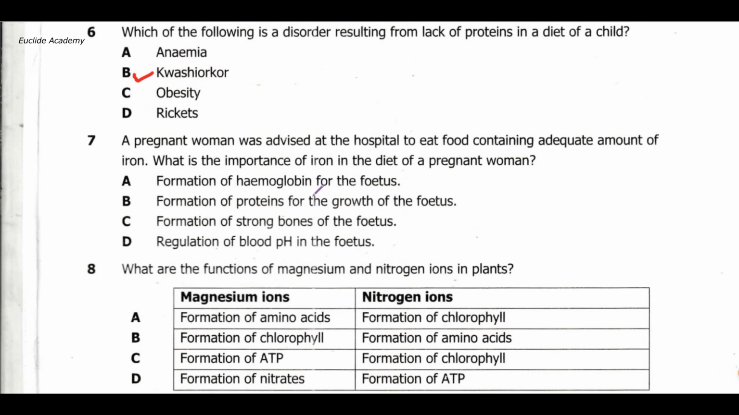So hemoglobin is basically made by the help of iron. So formation of hemoglobin for the fetus. You need a lot of blood if you're going to carry a child or the fetus. So this woman will need a lot of blood. Hence, she was advised to eat food containing large amount of iron for formation of hemoglobin for the fetus.